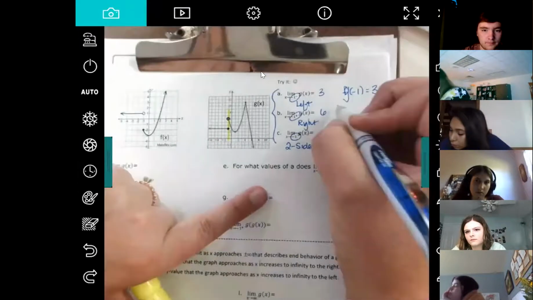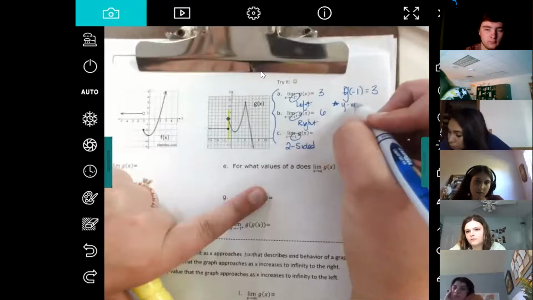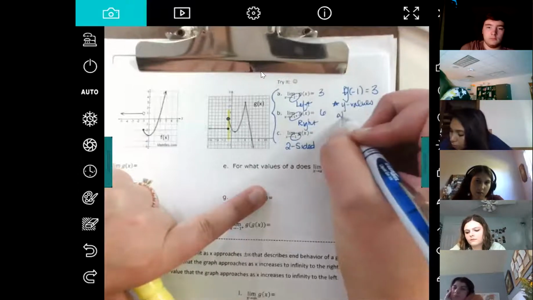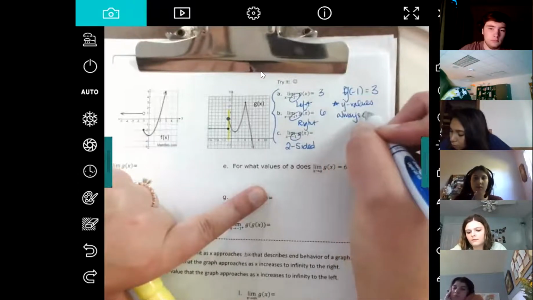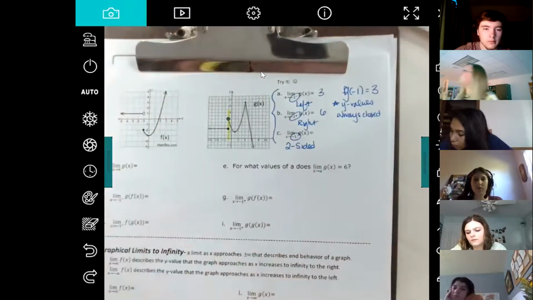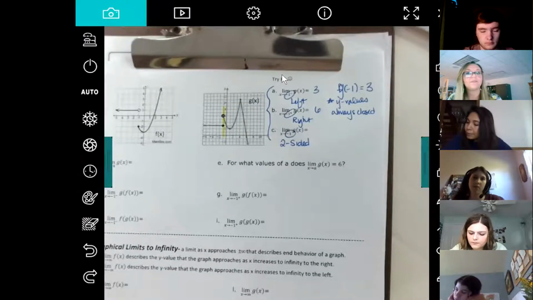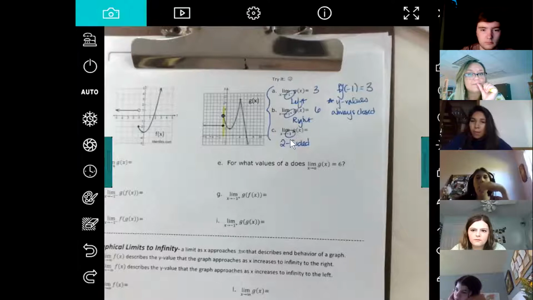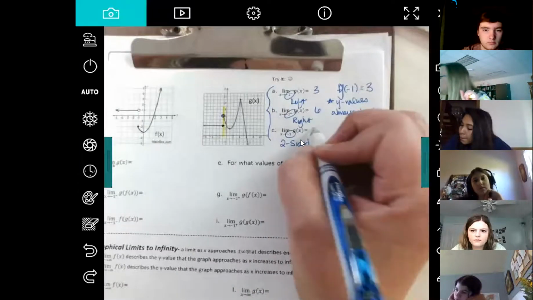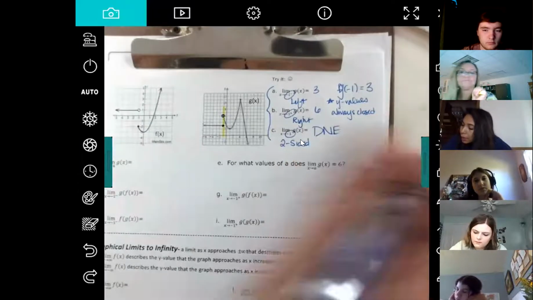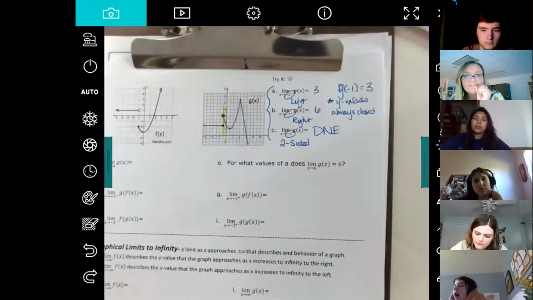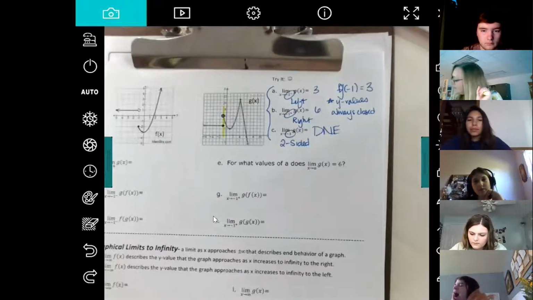Remember, y values always have to be closed. Now, let's say that both of those were open, then you would say that point is undefined. Last thing, my left limit was a 3, my right limit was a 6. That means my two-sided limit is a DNE. Good? All right, so next question.